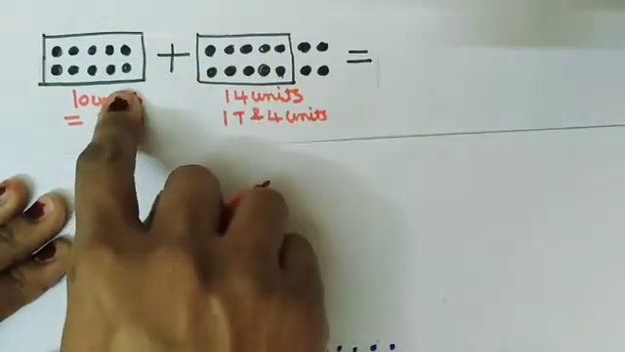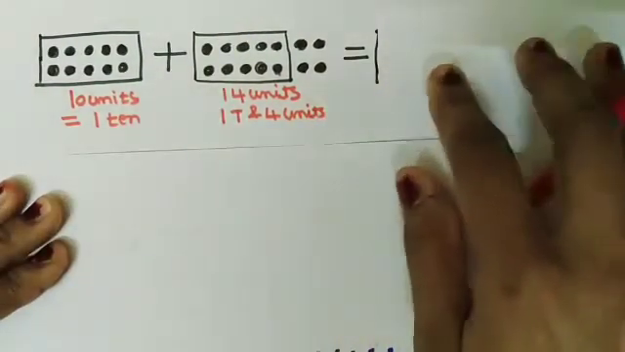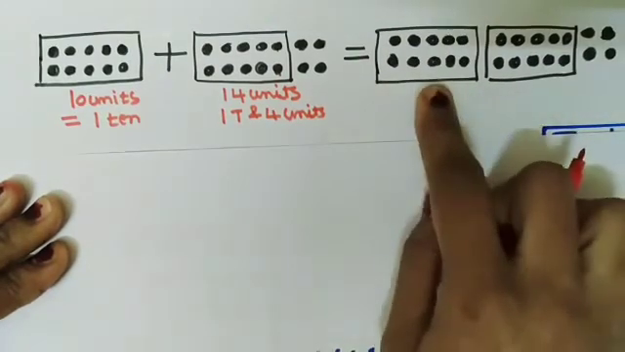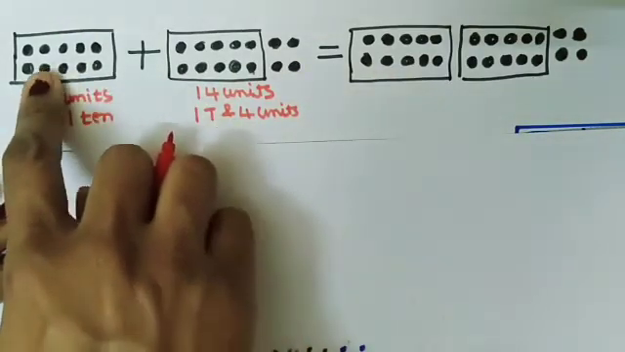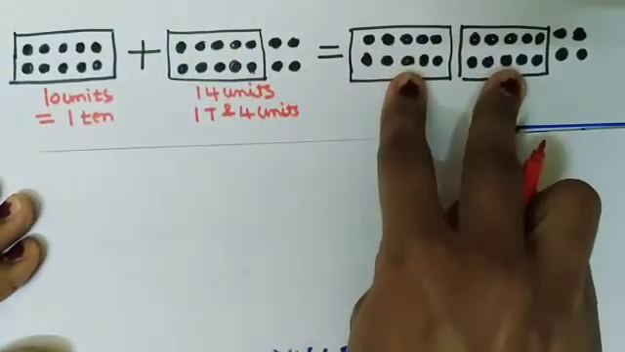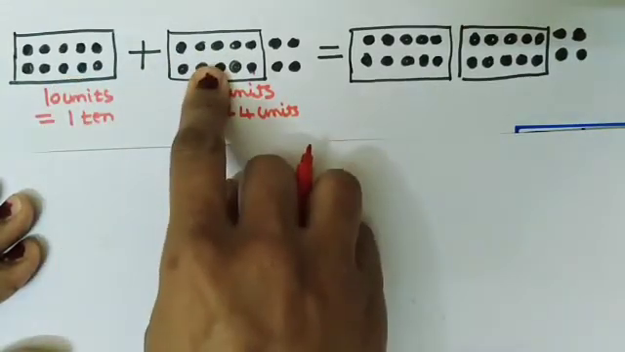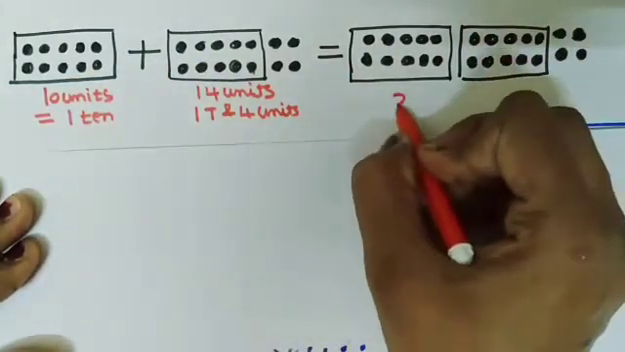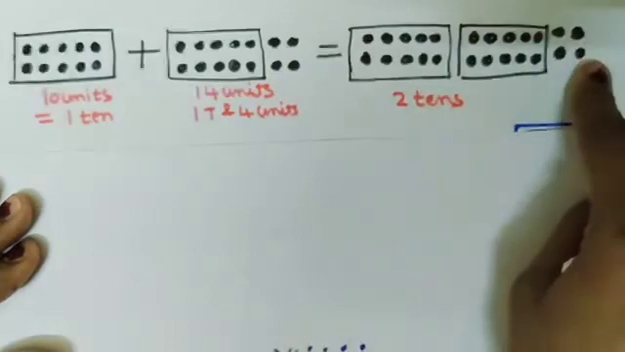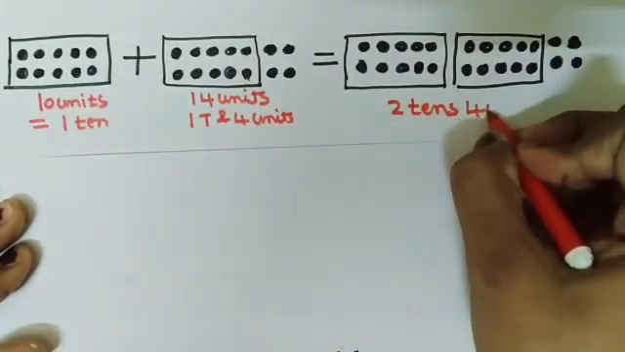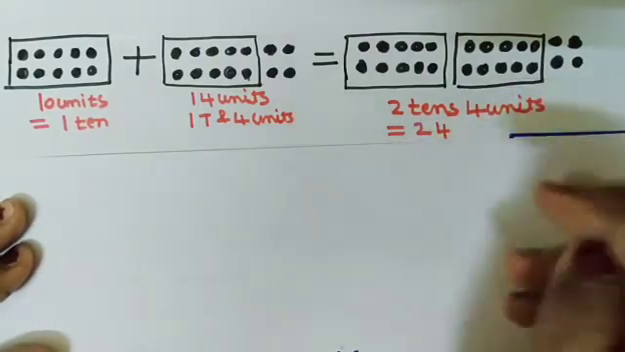And you have to add that to the other 1 ten. So how many will it become, children? We will add it together. You will get 2 tens, because here we have 1 ten plus 1 ten, which equals 2 tens. And the remaining 4 units. Here we have 2 tens and 4 units, which equals 24. Yes.